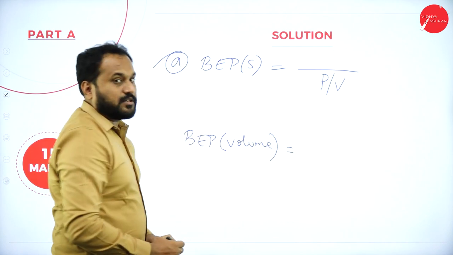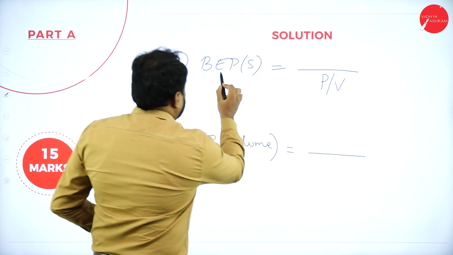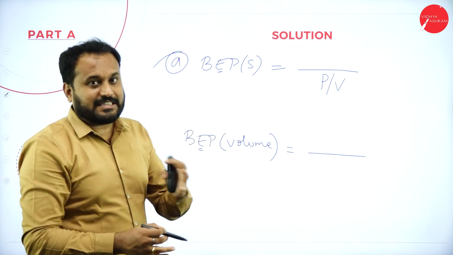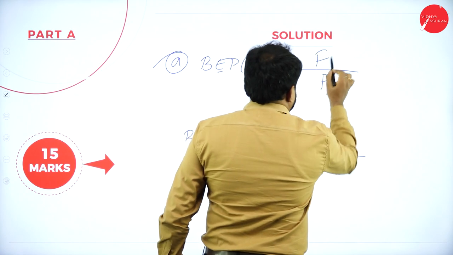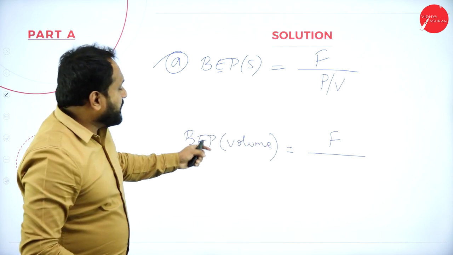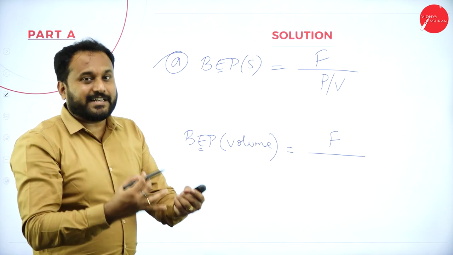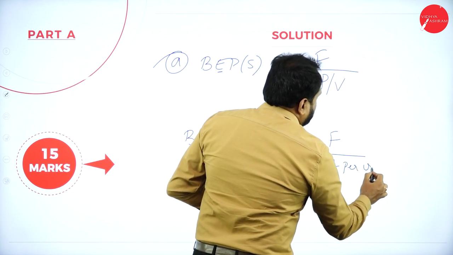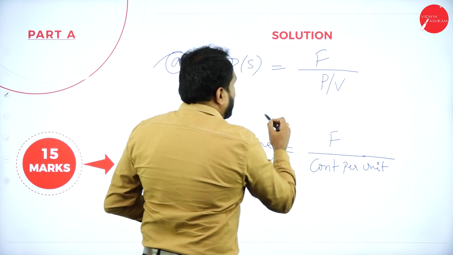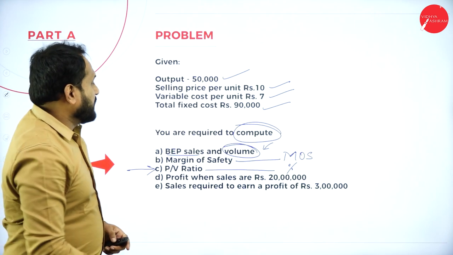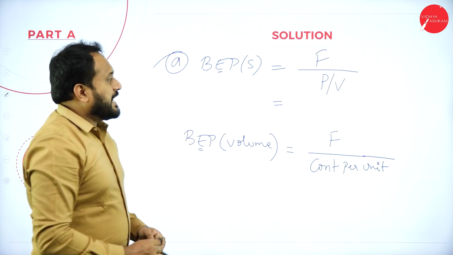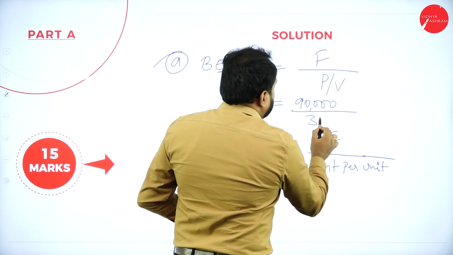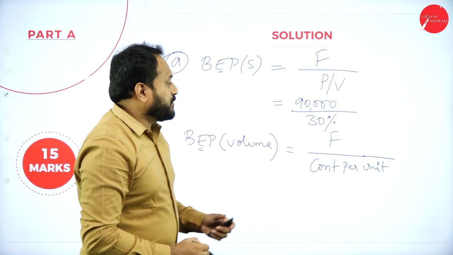is equal to, the same way here, what is the middle alphabet? E. Here it is also E. So after E what will come is your fixed cost, that is F. So it is fixed cost here, and here also fixed cost. Now whenever we go with BEP volume, it is all units. So when I go with units, that is contribution per unit. Fixed cost they have given us is 90,000. I'll write 90,000 here. So 90,000 divided by our PV, 30%. I'll calculate, and that is what my answer would be.